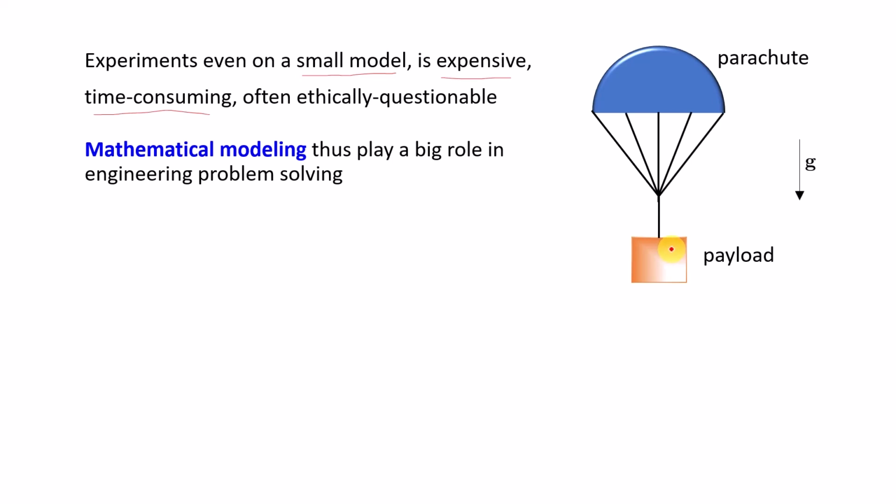And sometimes this kind of experiment may not be ethically correct. For instance, if your payload is a military supply, it may contain certain ammunition or certain chemicals which are harmful. Then this kind of experiment is not something that we do very easily. They could be ethically questionable. So in all such cases, we get a cheaper and quicker solution through mathematical modeling.